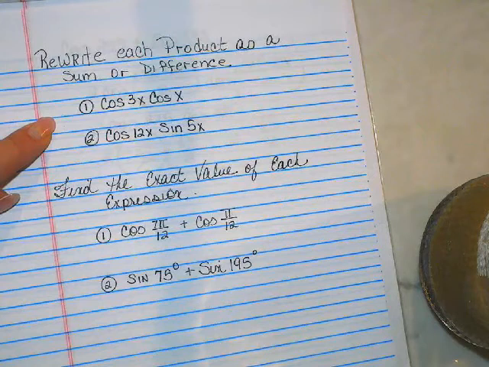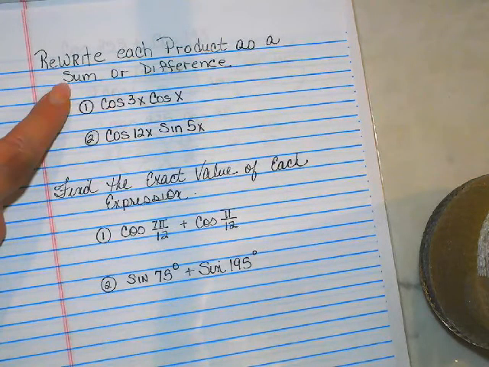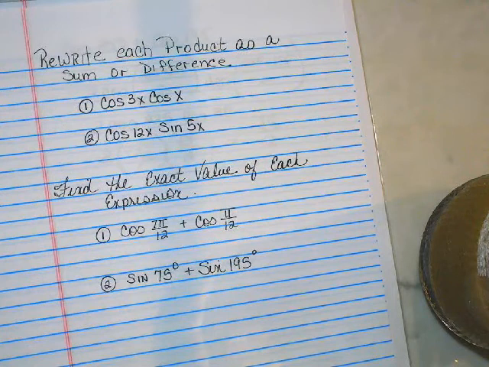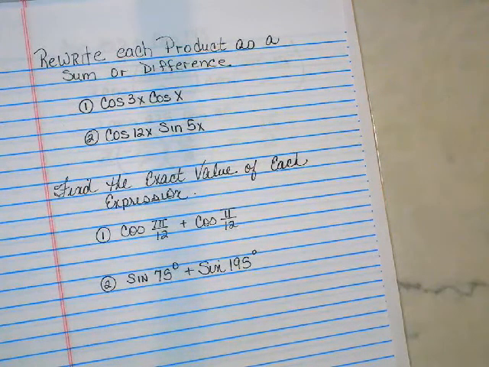This is your homework. If you want to freeze the screen, you're going to rewrite the product as a sum or difference. It tells you right there: if it's a product, I want a sum, and the exact value. Just like we did in the video.